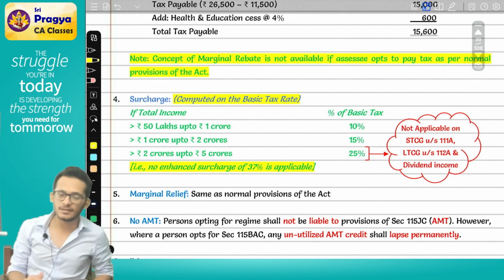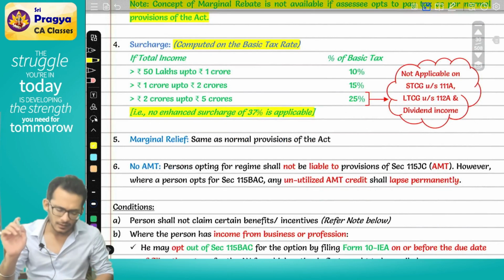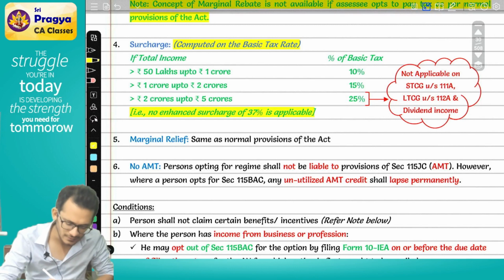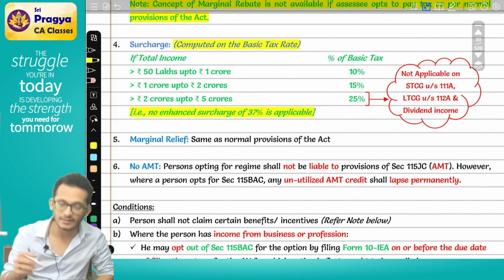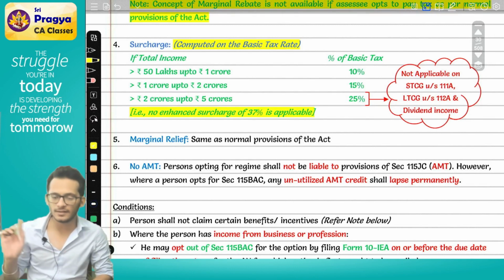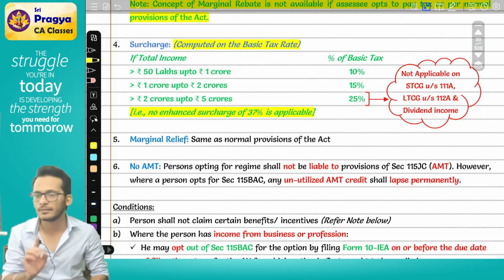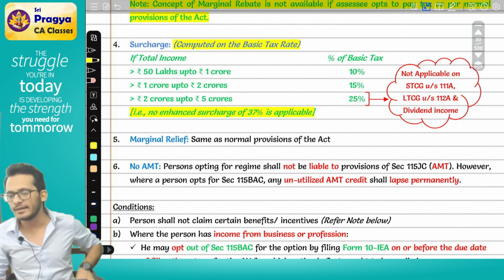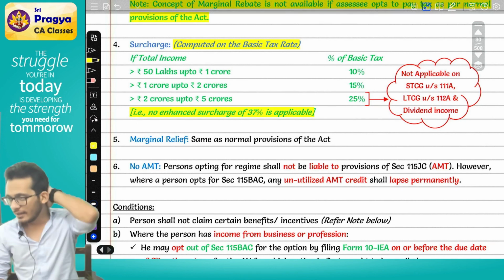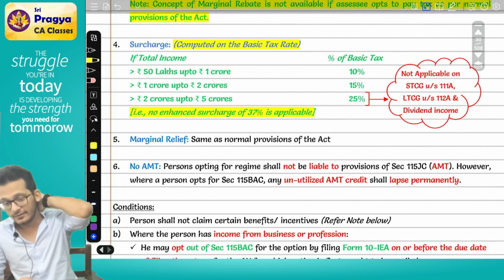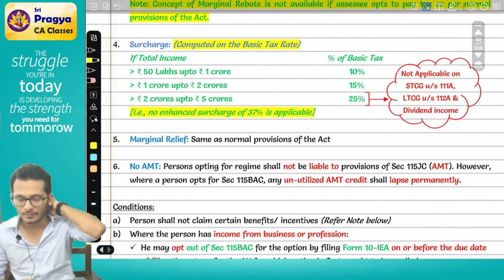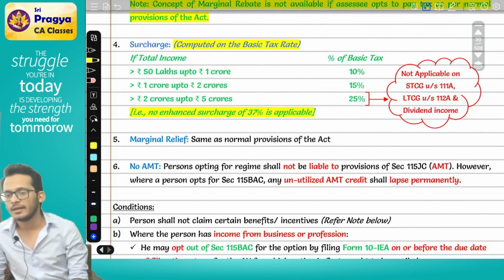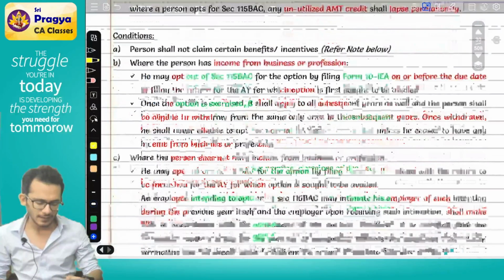Yes. In your surcharge part, there is one line on the bottom that no enhanced surcharge of 37% is applicable. That is the amendment. We highlighted only that; the balance surcharges were already there. The no enhanced surcharge of 37% is applicable, that is your amendment. Clear?